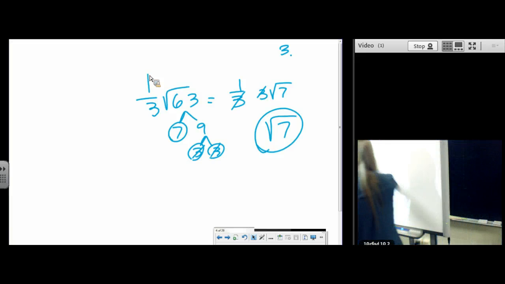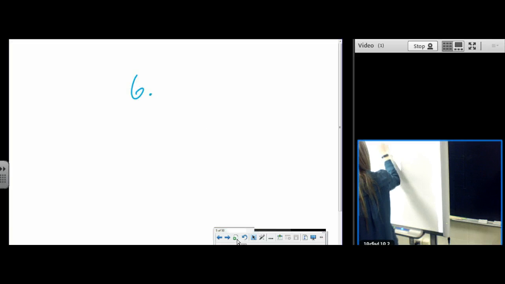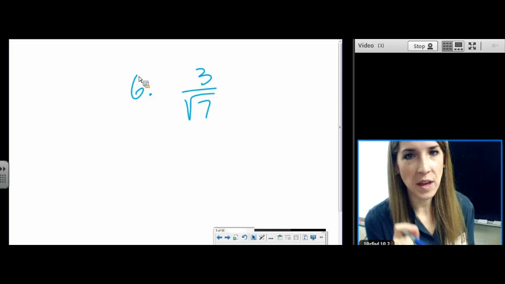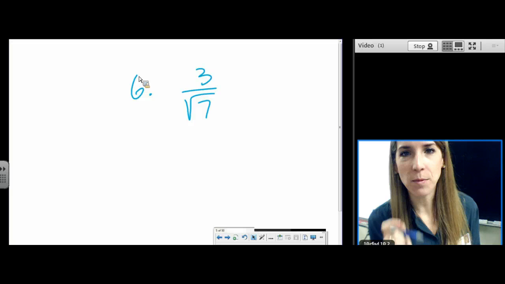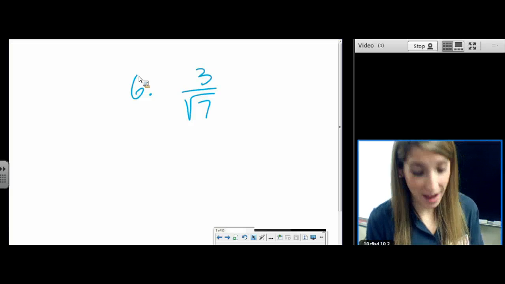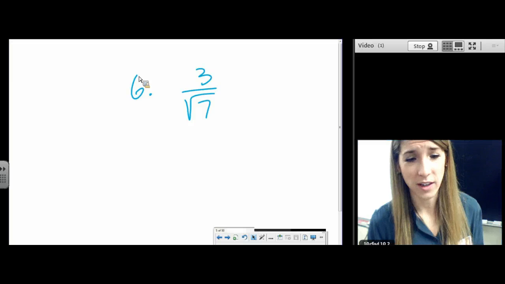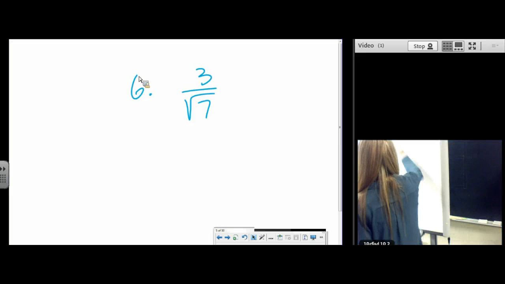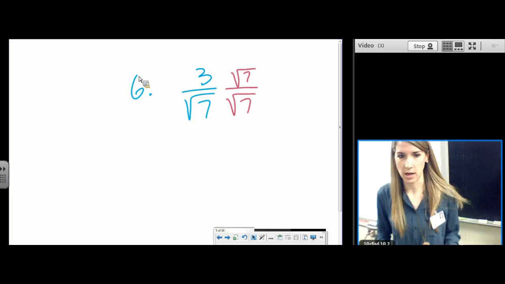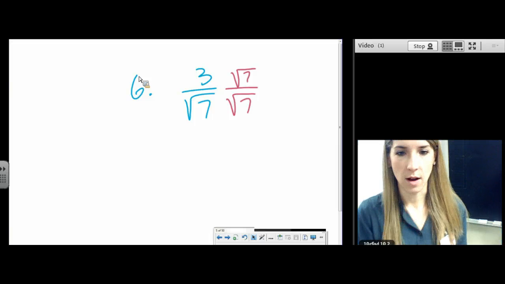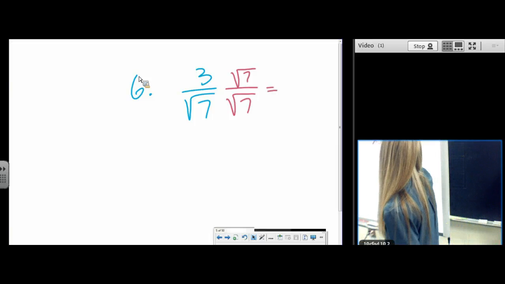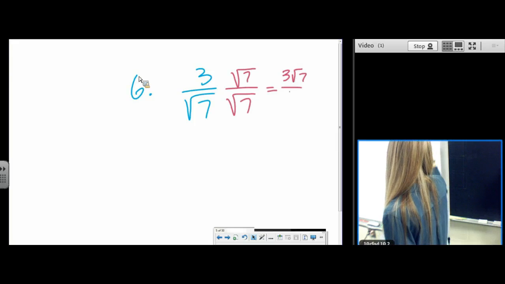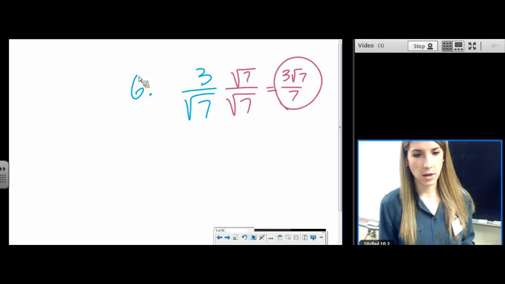Okay, number 6. I'm pretty sure number 6 is literally the only one from your whole homework where you had to rationalize the denominator. You didn't have to do it on any other problem of your whole homework. Crazy. All right, we need to rationalize the denominator. The way that we rationalize the denominator is we multiply the numerator and the denominator by the radical in the denominator. We're going to multiply across. 3 times root 7 is 3 root 7. Square root 7 times square root 7 is plain old 7. So that's how you do number 6.